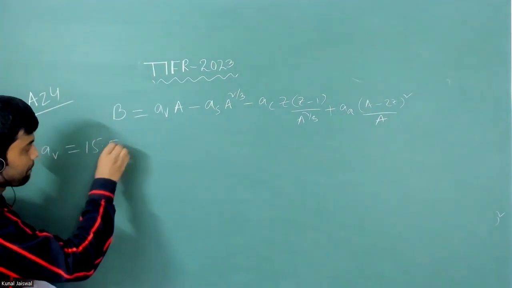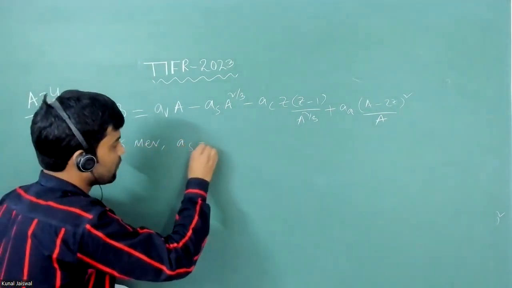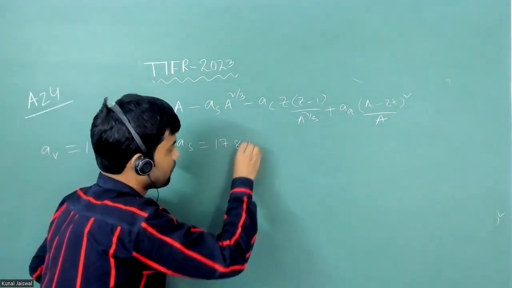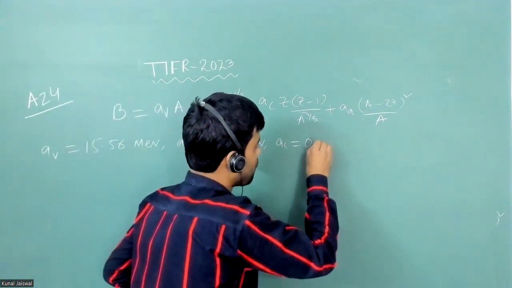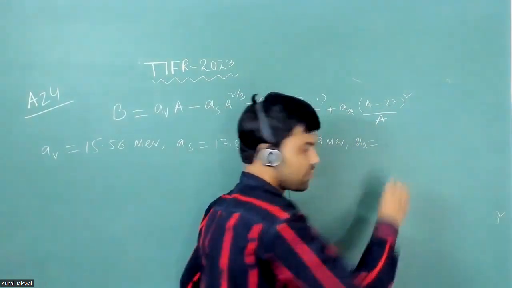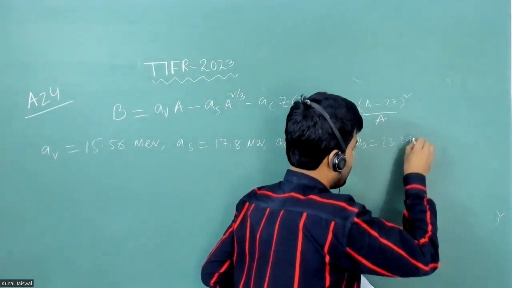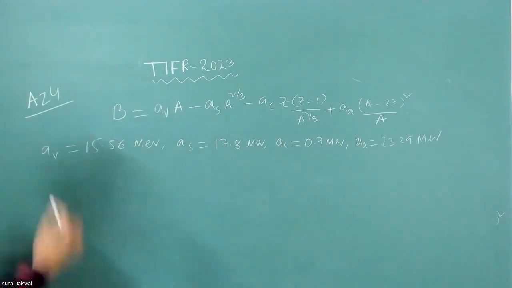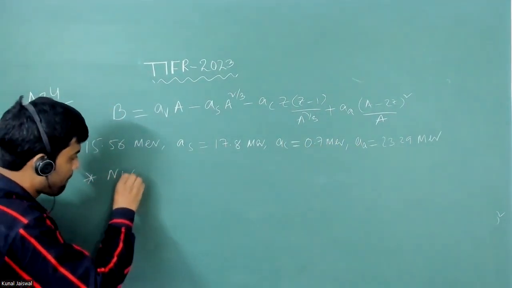15.56 MeV, the surface energy coefficient is 17.8 MeV, the Coulomb energy coefficient is 0.7 MeV, and the asymmetric energy coefficient is 23.29 MeV.